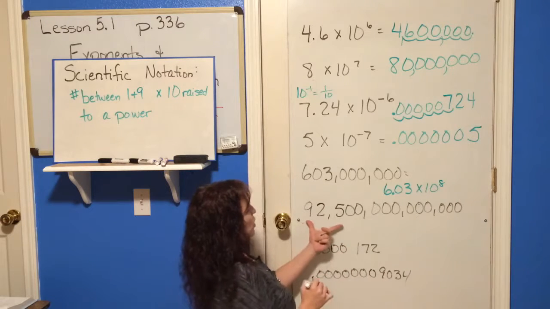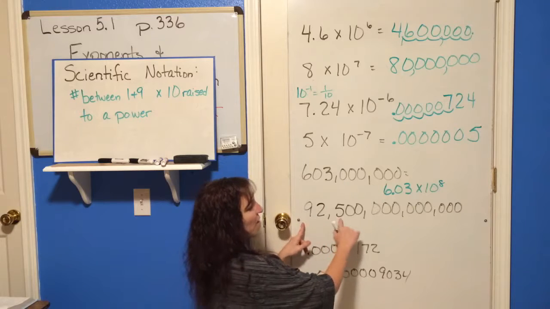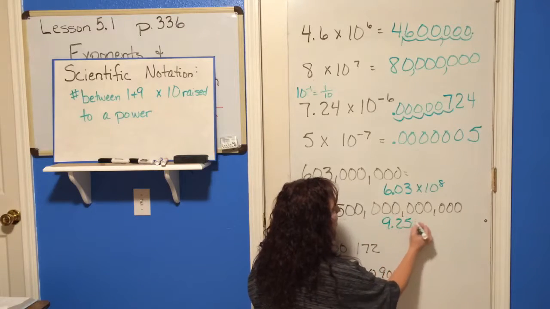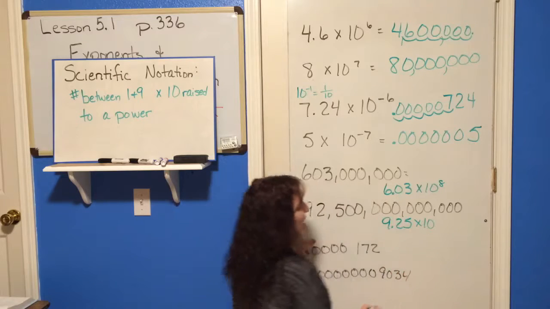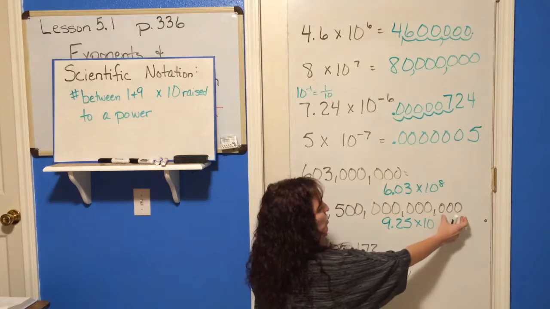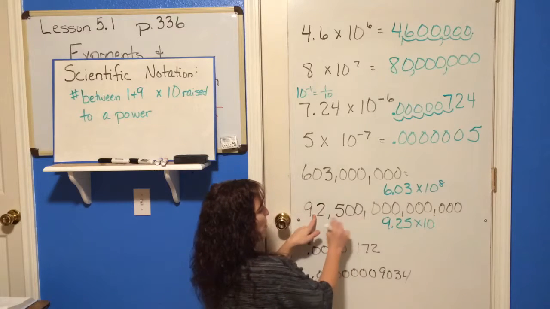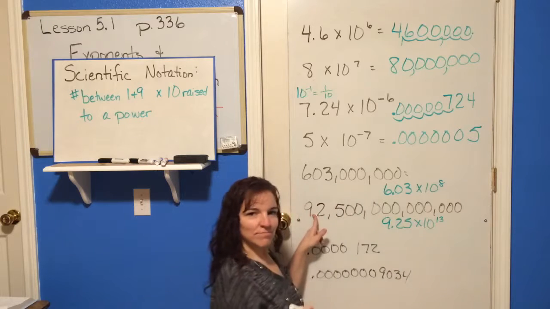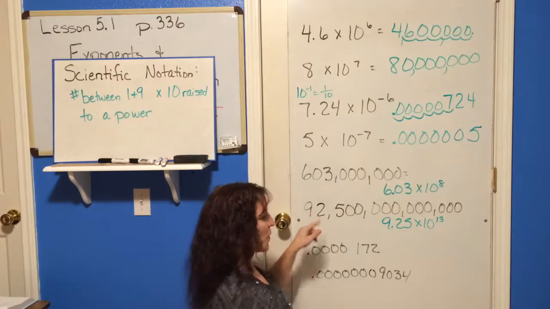Here we go. So 9.25 is going to be your non-zero numbers. 9.25 times 10, and you're going to count. You need the decimal to be right here. So there's 3, 6, 9, 12, 13 times 10 to the 13th. Not so bad, right? Okay.